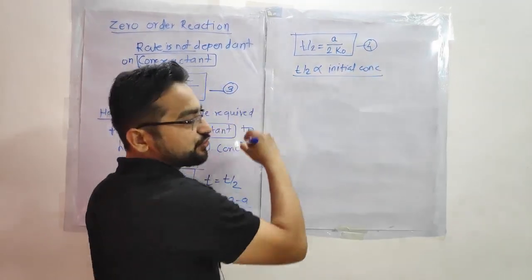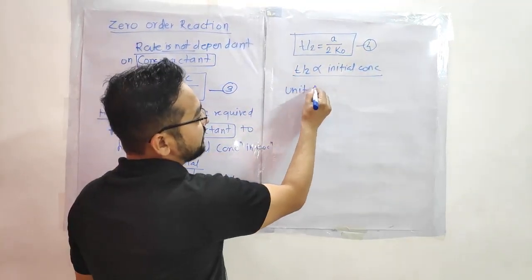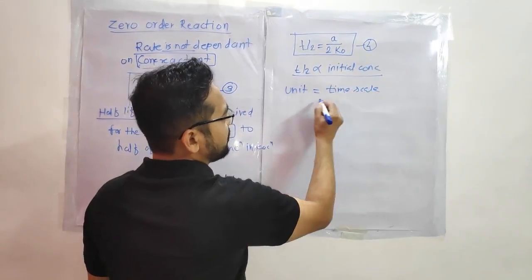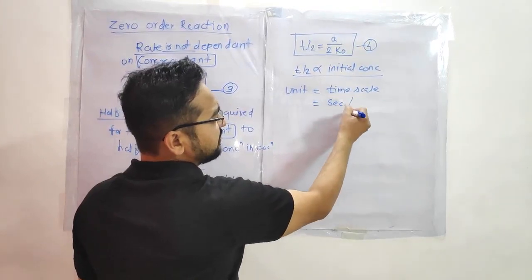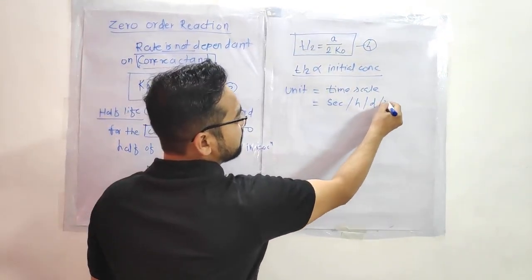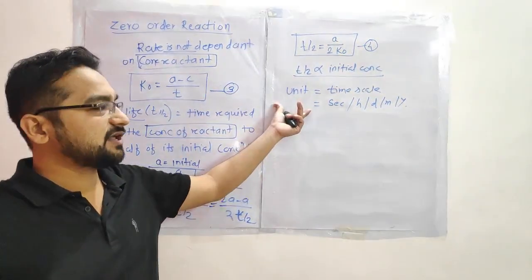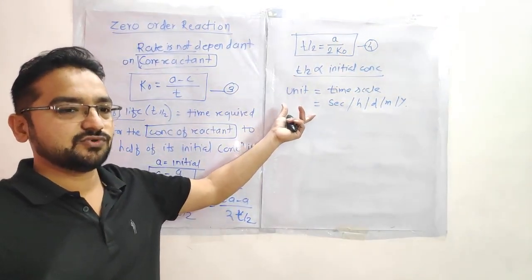So what is the unit of half-life? The unit will be time. It will be a time scale. Time could be anything, it could be second, hour, days, months or years also. So this is the unit of your half-life equation for zero order kinetics.